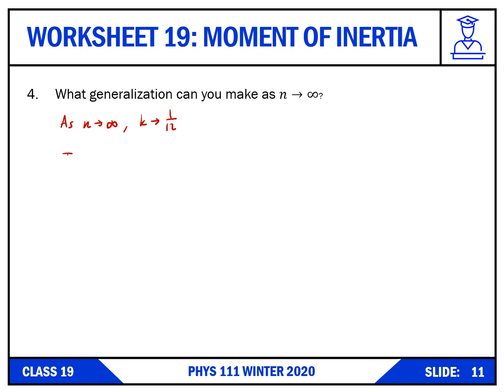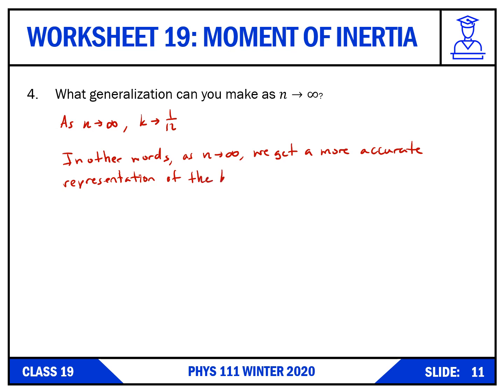In other words, as n approaches infinity, we get a more accurate representation of the k factor. So hopefully that explains how different shapes can lead to different calculations for the moment of inertia.